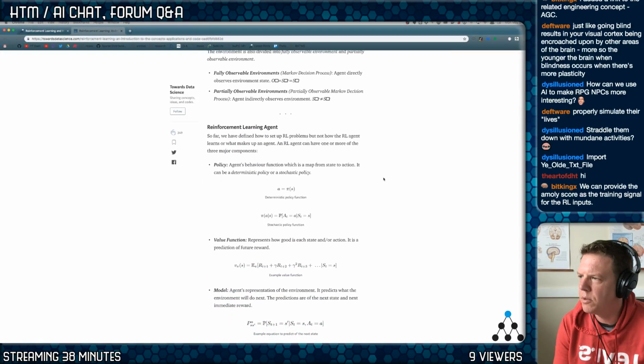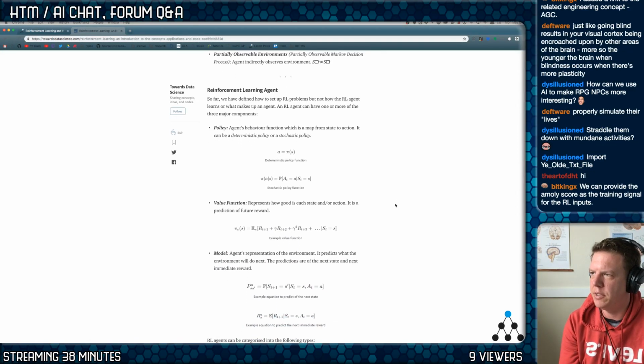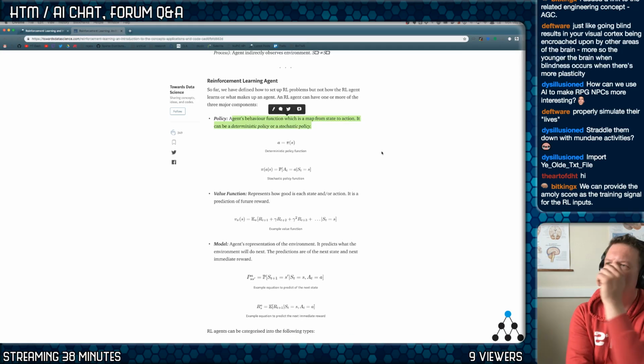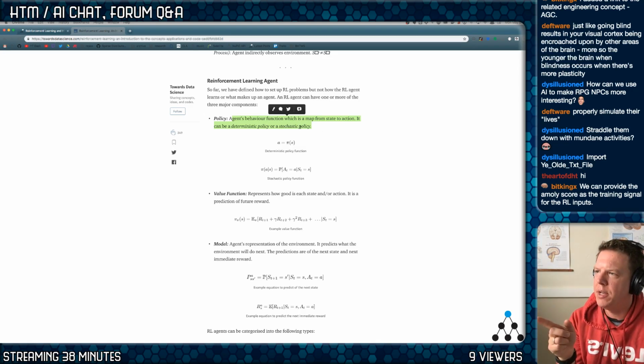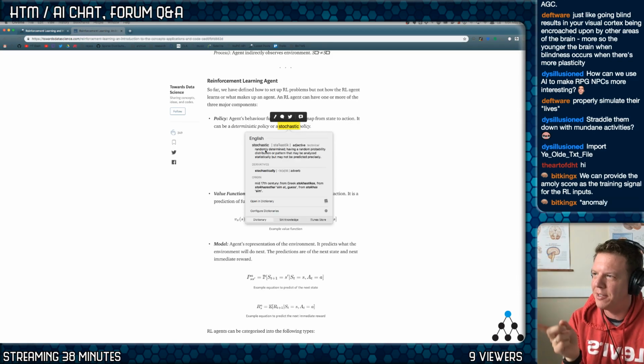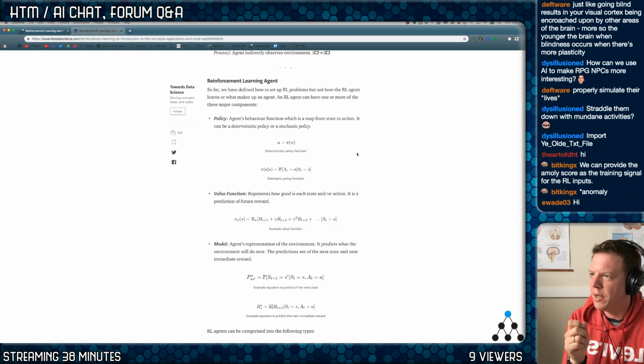Markov state, reinforcement learning agent. So there's this policy function. The agent's behavior function is a map from state to action. I think we need a stochastic property, right? Don't look at me negatively for looking this up. Stochastic is randomly determined, a random probability distribution. Deterministic is not random. So it can be either one.